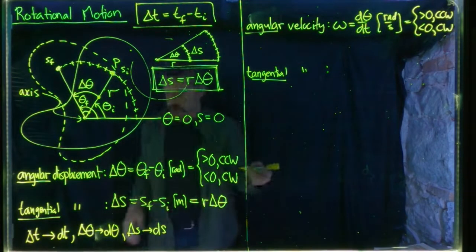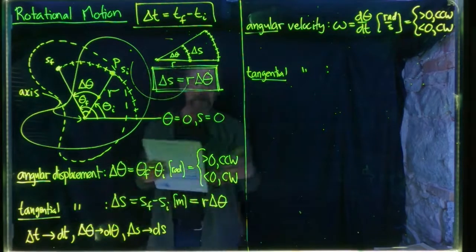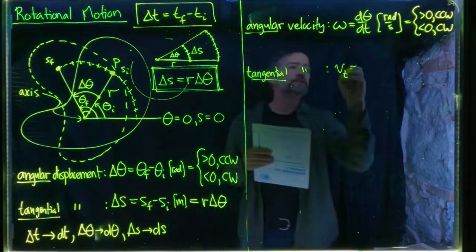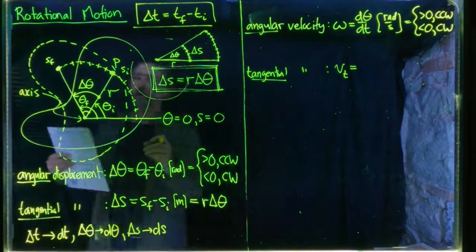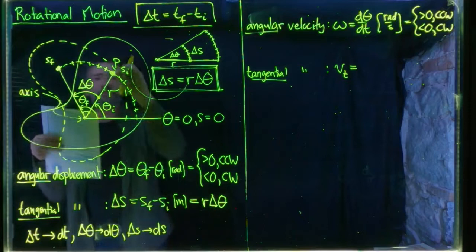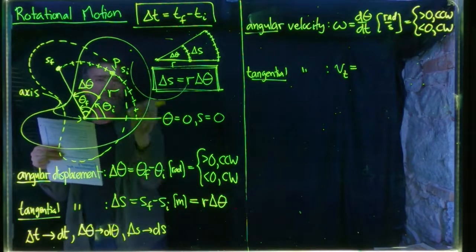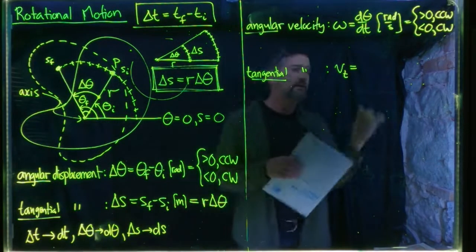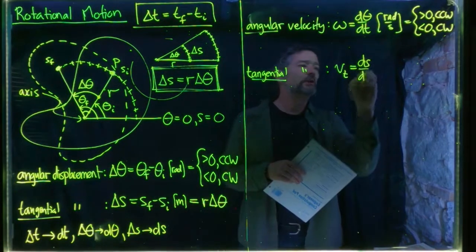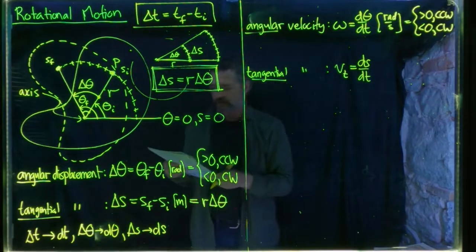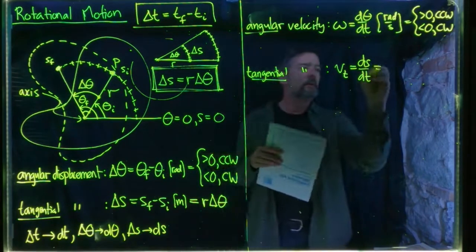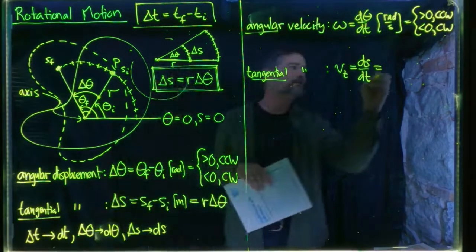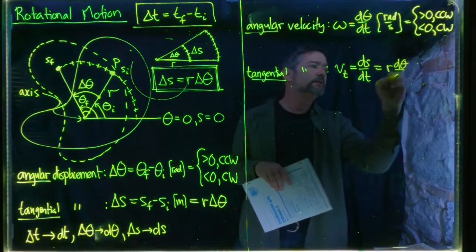So the tangential velocity, we'll call it v subscript t, is defined to be the rate at which the tangential position is changing, the actual distance along the arc length of that circle. So Vt is the rate of change of the tangential position of the point P. And so ds becomes r d theta. So that's r times d theta dt.